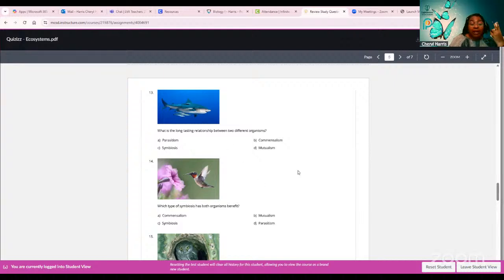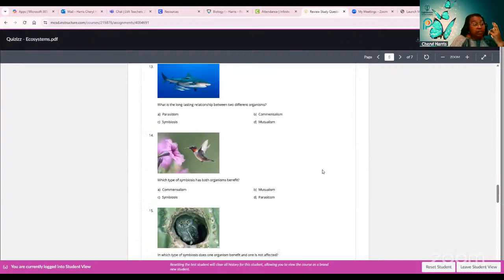Now we're going to look at different kinds of symbiosis because there are different kinds. All right, so the type of symbiosis where both organisms benefit, and I call this one, that's right, it is B.